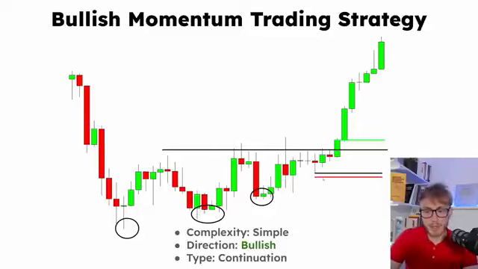And as for our target, we can either measure the length up to the entry. We take this measurement with a 2-to-1 risk to reward. Our target would be right around here. Another method is to measure the triangle here. You can take this measurement, measure from the breakout, and you will also get a target something like this.